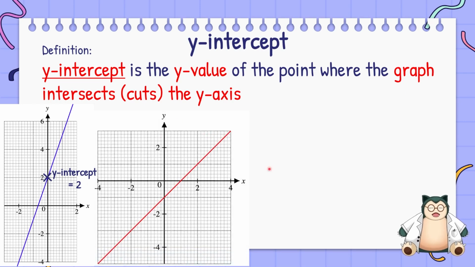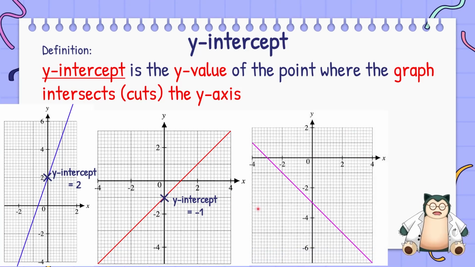Let's look at this next example over here. We have our graph. It cuts the y-axis at this point over here. And based on the intervals, the y value will just be -1. So our y-intercept value is just -1. And we look at the last graph over here. We see the graph cuts the y-axis at this point over here, right? And based on the intervals, this will just be -3. So our y-intercept is just -3.